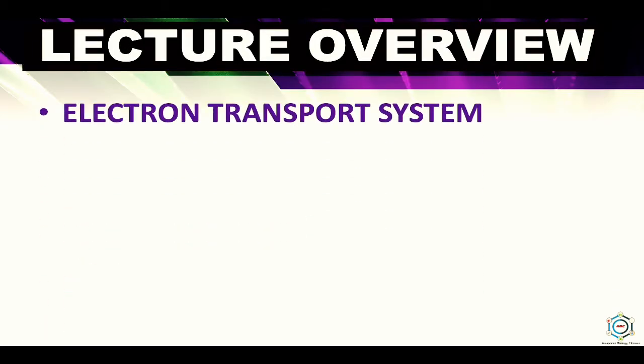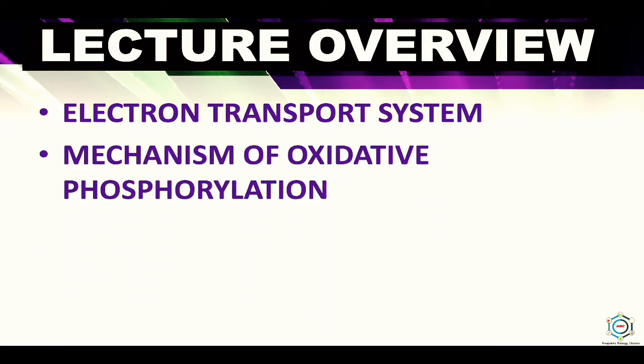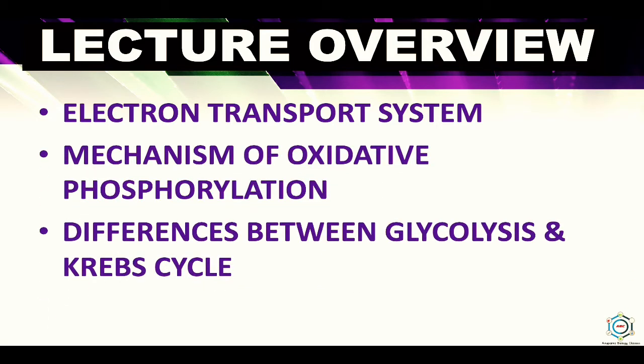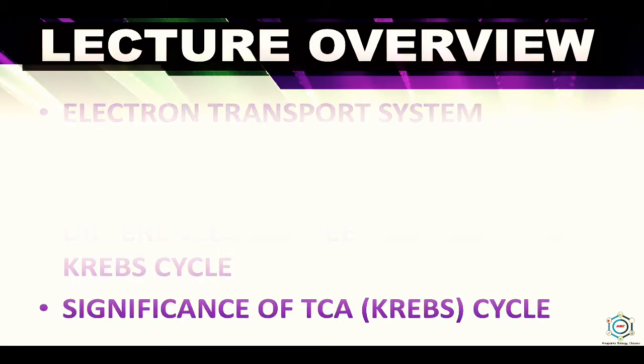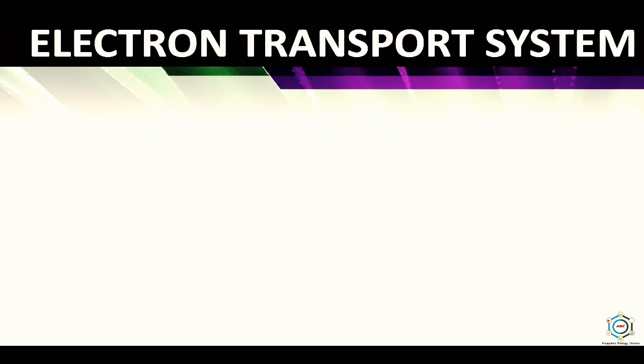Now, let's see here the lecture overview. So in this video, we will discuss electron transport system, mechanism of oxidative phosphorylation, differences between glycolysis and Krebs cycle, and significance of tricarboxylic acid cycle or Krebs cycle. So let's start the topic, in which our first topic is electron transport system.